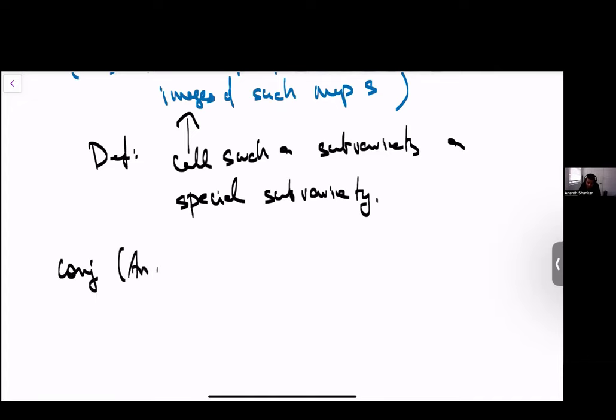Well, I'm so sorry. I should have said this was the Masser-Wüstholz isogeny theorem. Apologies. Thanks for the comment.